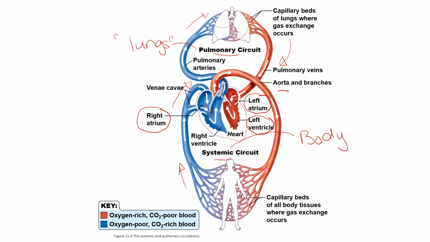A key thing to point out is that the oxygen-poor and oxygen-rich blood never, ever mix. The chambers of the heart, the right side and the left side, will be squeezing, contracting, and relaxing, quote unquote pumping, simultaneously, meaning at the same time. However, the blood never mixes. The heart has the septum in the middle, which clearly separates oxygen-poor blood from oxygen-rich blood. So they never mix.